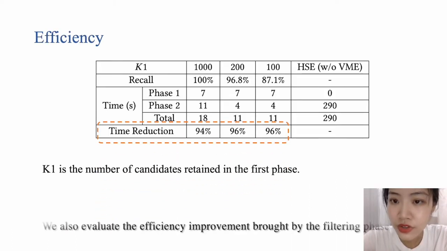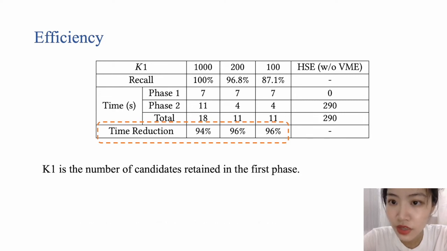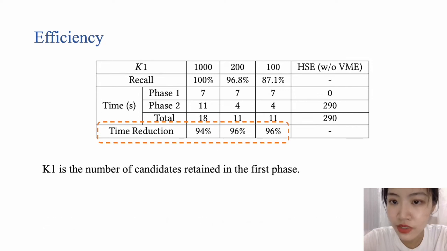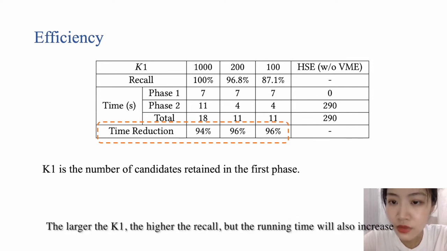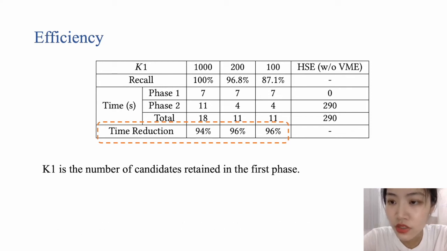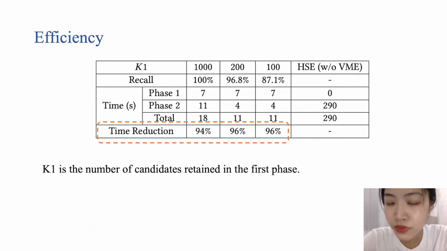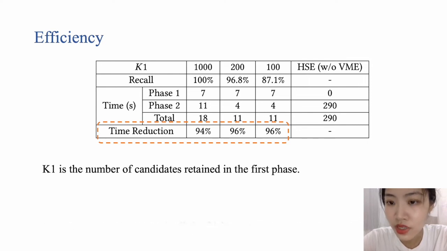We also evaluate the efficiency improvement brought by the filtering phase. K1 is the number of candidates retained in the first phase. The larger the K1, the higher the recall, but the running time will also increase. On the contrary, the smaller the K1, the lower the recall, but it can significantly improve the efficiency. When K1 is 1000, all the 31 bugs will get into the second phase.